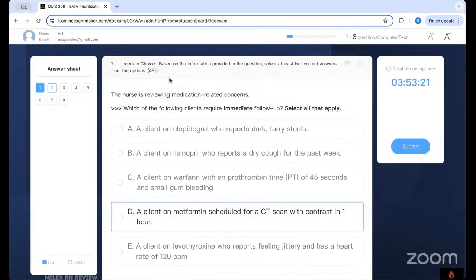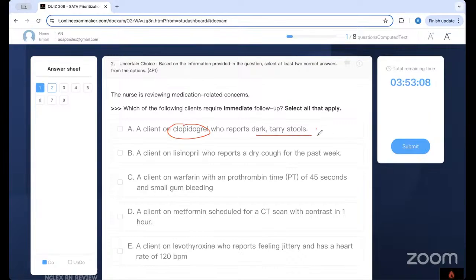Consider each patient one by one and analyze them as separately as possible. What is the problem? Clopidogrel, it's Plavix, an antiplatelet. I see dark tarry stool. You are bleeding.